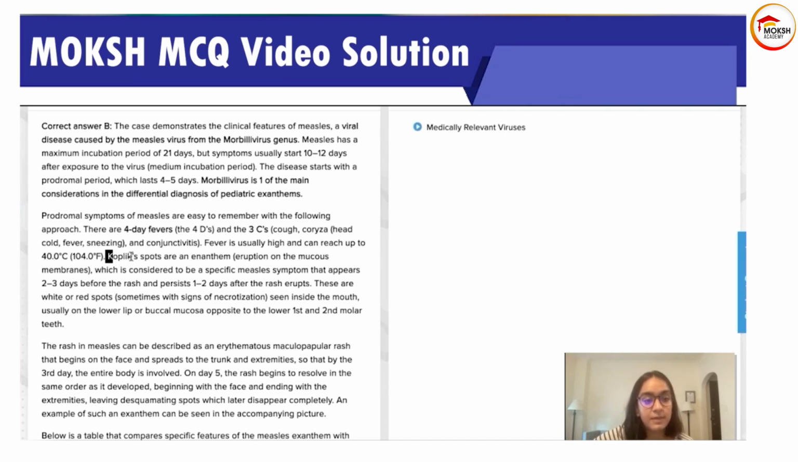There's something called Koplik spots, which are an enanthem. Enanthem is basically an internal rash, and exanthem is an external rash. So an enanthem is an eruption of the mucous membranes, which is considered to be a specific measles symptom that appears 2 to 3 days before the rash and persists 1 to 2 days after the rash erupts. There are white or red spots, sometimes with signs of necrotization, seen inside the mouth, usually on the lower lip or buccal mucosa, opposite the lower first and second molar. So this is how they characteristically describe it in questions, and this is how it's seen as well in patients.